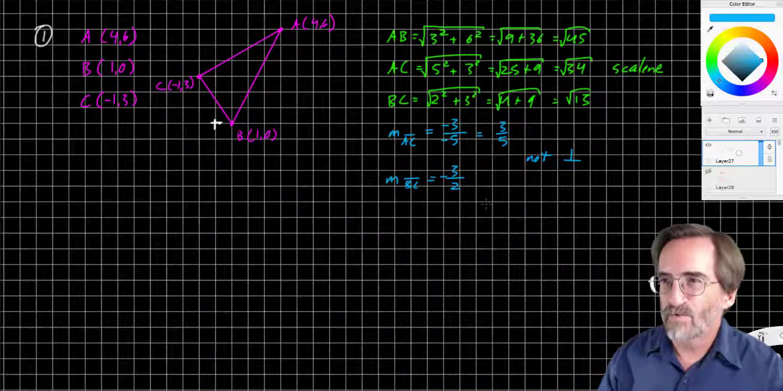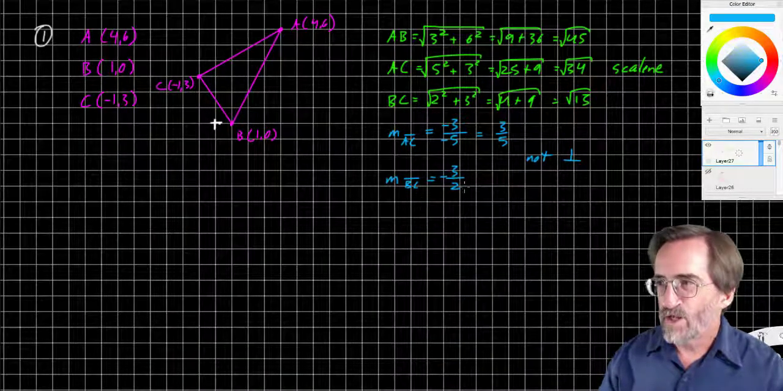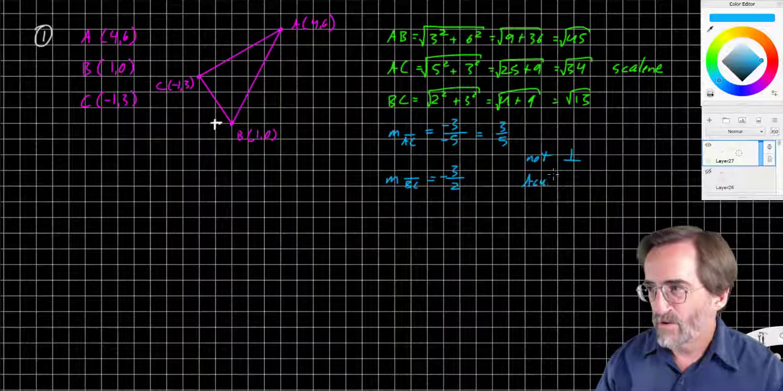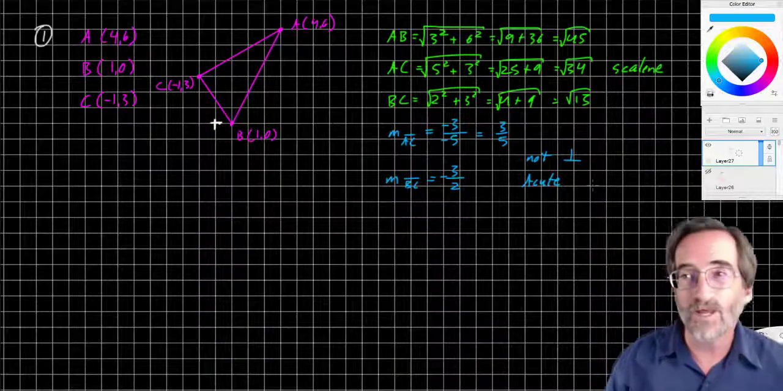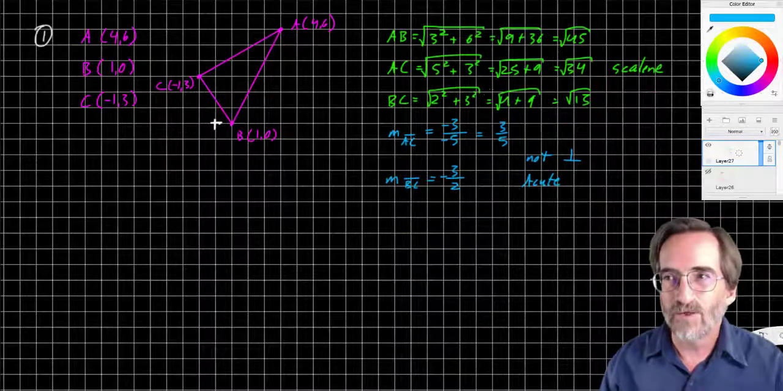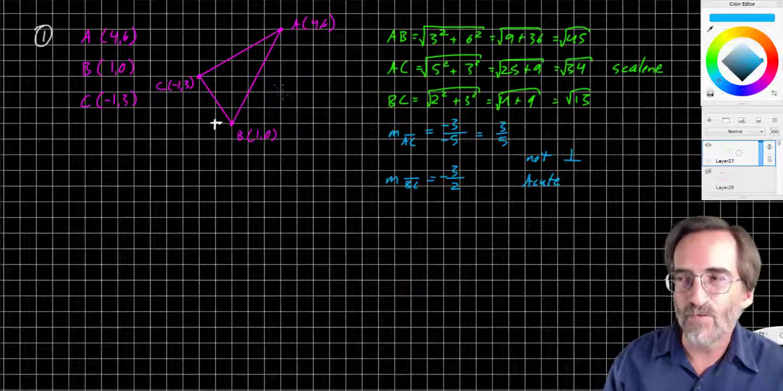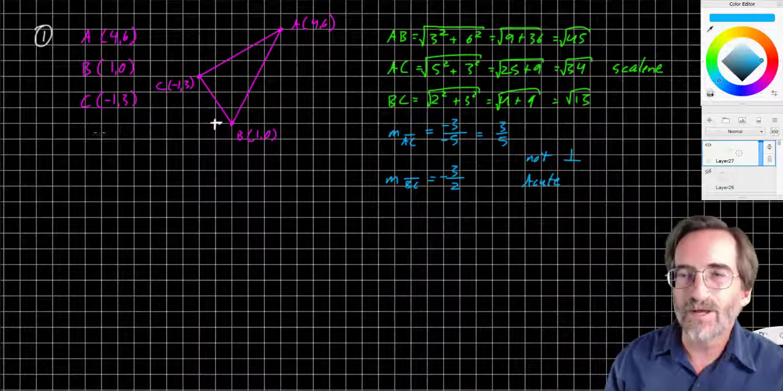And so we would say this is probably an acute triangle, though there could be an argument for it being obtuse, but we don't have a way to find the angle, whether it's bigger than 90 or less than 90, but we know it's not 90. Okay, so that's one way.